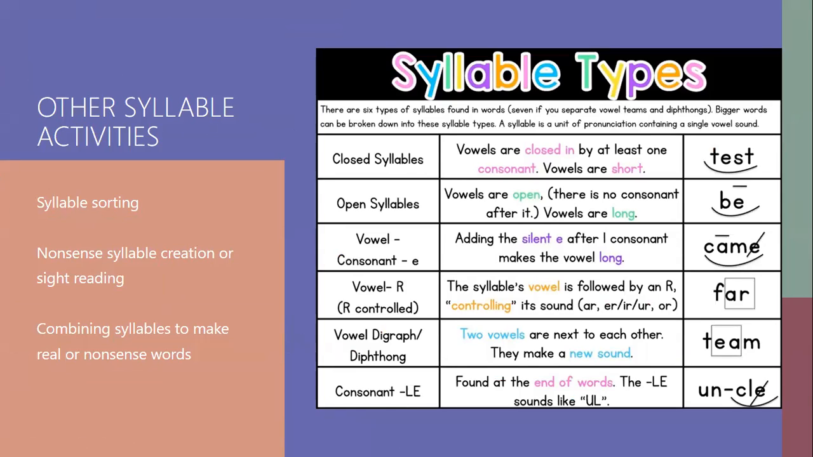So there are other syllable activities. You could have syllable sorting. So again, with the post-it notes, if you have a bunch of the post-it notes saved up after a session or a class, you can have the students sort them into closed, open, r-controlled, etc. Nonsense syllable creation, so having them build their own syllables and then read them to you, or combining syllables to make real or nonsense words. So these are all good skills that we'll talk about in the next section.